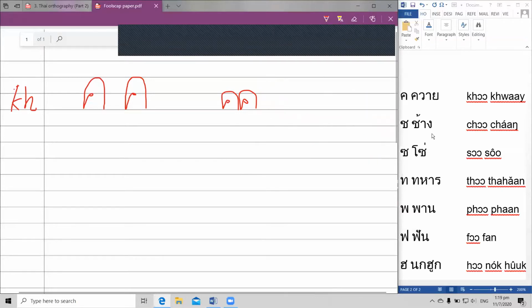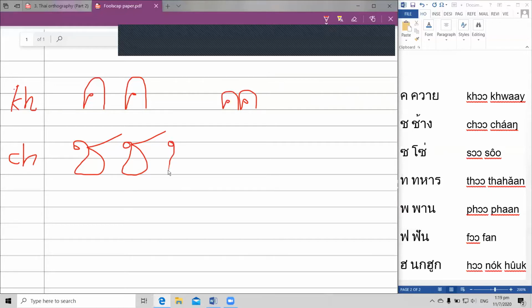The next one is chaw chang. It looks a bit complicated, but not really. Start from the top here and go like that. When you come back here, you must kiss over here and then you go up. Make sure you kiss this part, otherwise you look like another consonant. If I write it small, it looks like this.